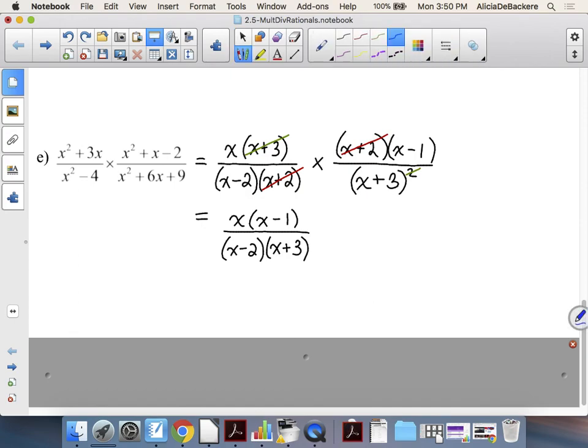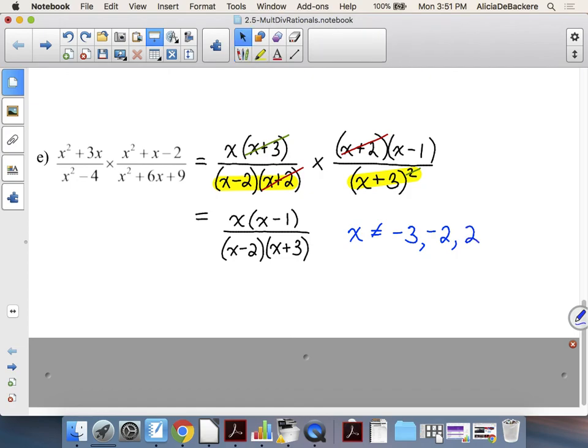Don't forget to state restrictions. So when I look for my restrictions here, instead of looking at the original denominators, I'm going to look at the factored form. It helps me out because now I can just ask myself what would make each of these brackets equal 0. So I can see at the last one there, x plus 3 times x plus 3. If x was negative 3, that would equal 0, and that would be bad. And then x plus 2 is the second last factor. If x was negative 2, that would equal 0. And then x minus 2, if x was equal to 2, that would equal 0. So any of those x values would give me an undefined statement.